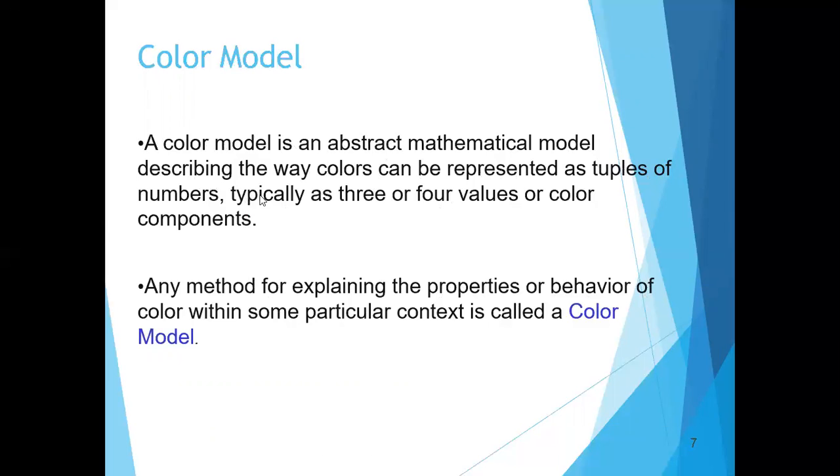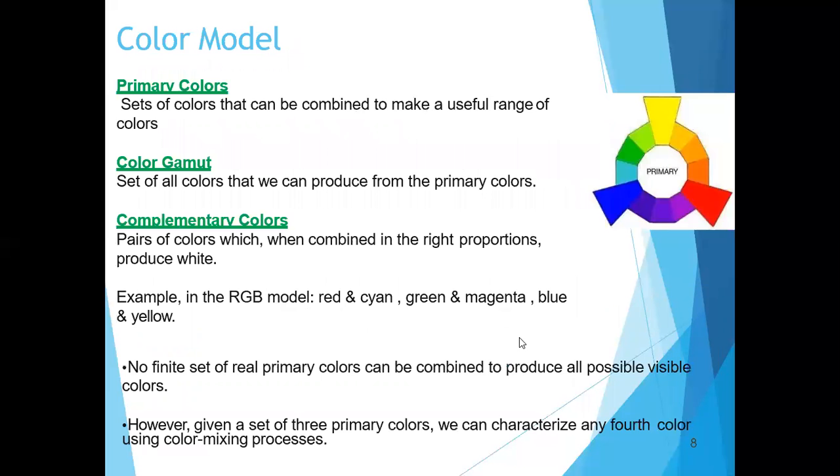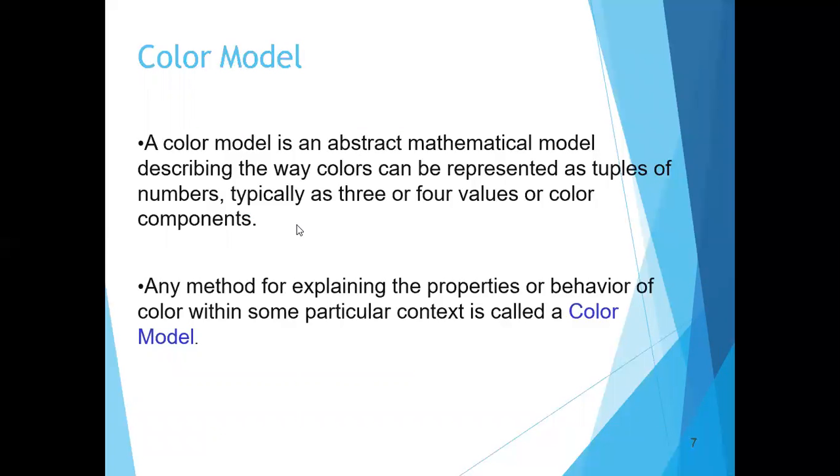That means we can mix different combinations of colors, and we can write the tuples, that is the row of values, for the color. Such a model, which explains the properties or behavior of the color within some particular context, we call the color model. In our session we'll be studying two types of color models, the RGB color model and the CMYK color model. There are other color models like the YIQ color model and the HSV color model, but those are not included in your syllabus.